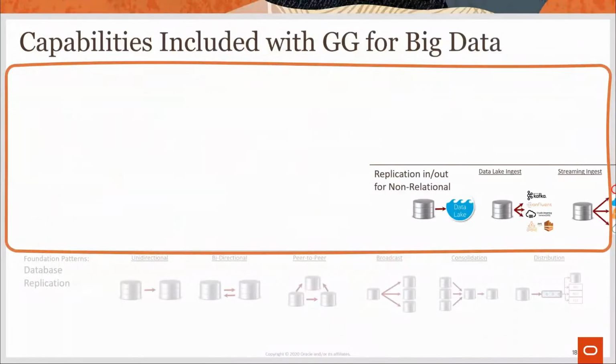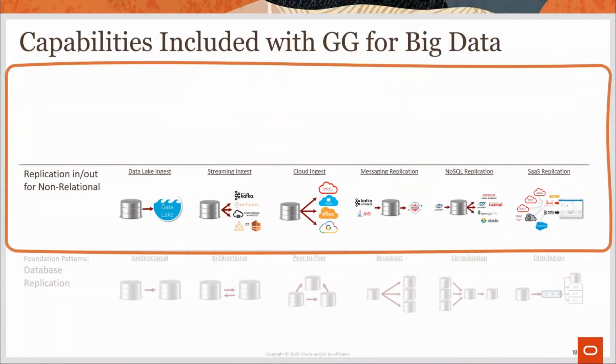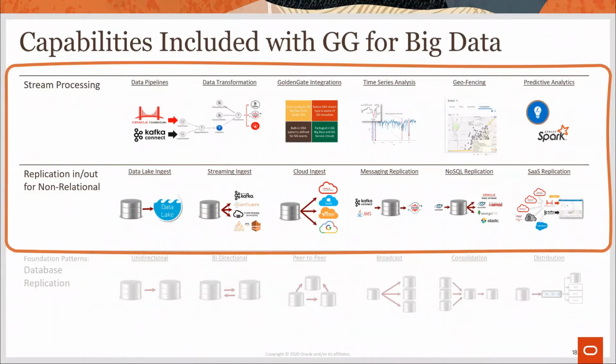All of this adds up to a very broad set of capabilities that you can do with GoldenGate for Big Data. It can support your data lake use cases, your cloud use cases, and your NoSQL use cases. You can create streaming data pipelines for ETL, perform time series analytics, and embed machine learning into your real-time data flows. All of these capabilities are empowered by the GoldenGate for Big Data product area.